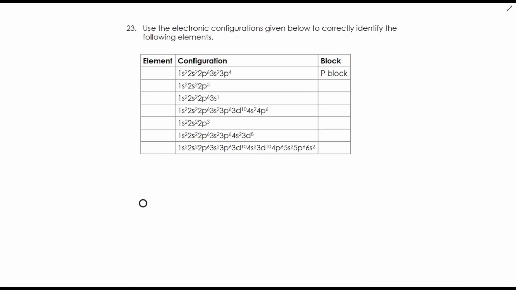Now we've practiced going from the element to the configuration. Now what we're going to practice is going from the configuration to the element. So pause the video. Which elements are these and which blocks do they live in? When you're ready, unpause and I'll show you the answers.